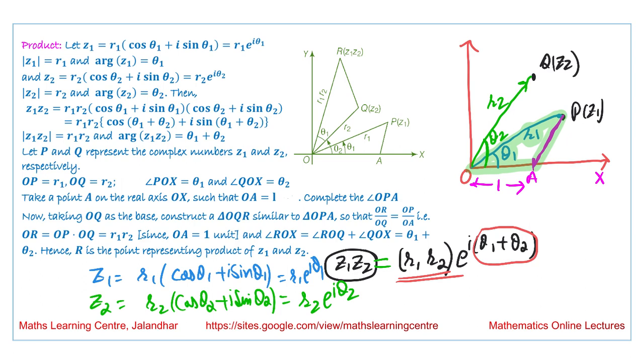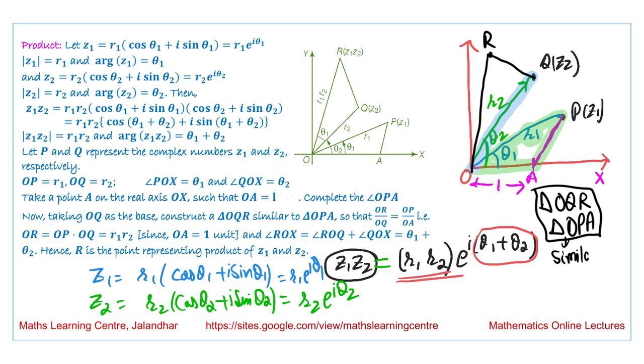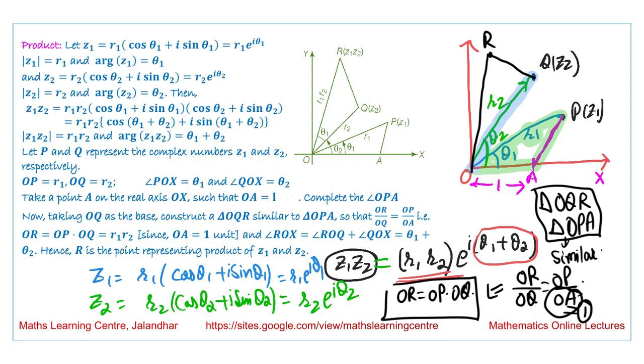Now taking OQ as the base, we are going to construct a triangle OQR. Some point R should be there, and we construct the triangle OQR such that triangle OQR and triangle OPA, these two triangles, are similar. And we should have OR over OQ equal to OP over OA. So from this, OR will be OP into OQ, because the value of OA we have taken is of unit length. So the value of OR will be OP, that is R1, and OQ is R2.